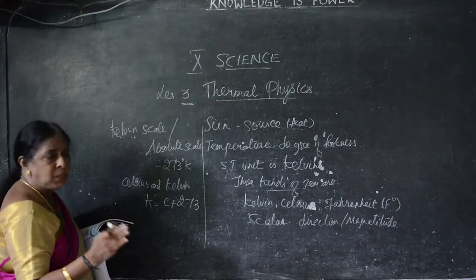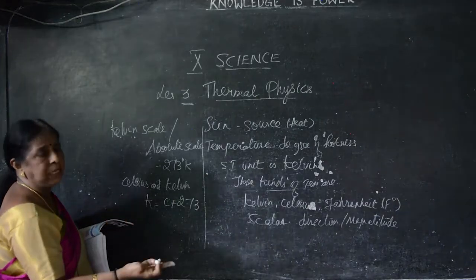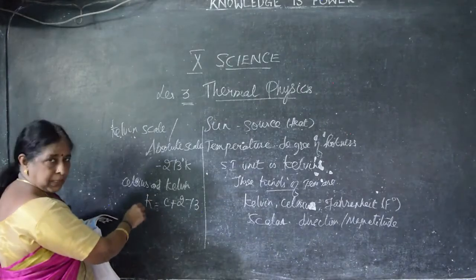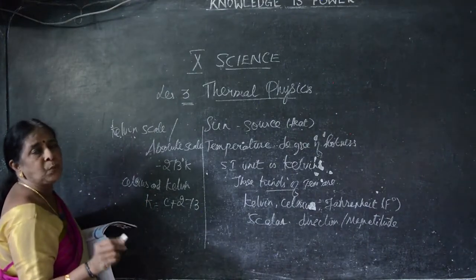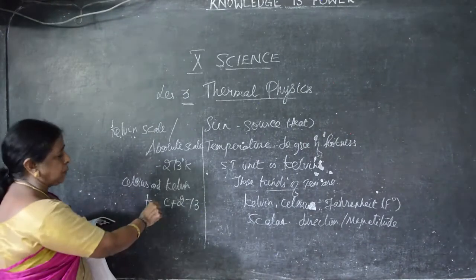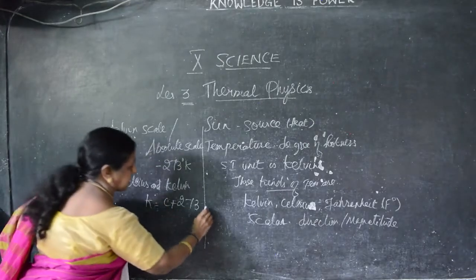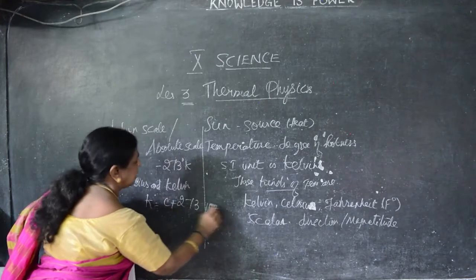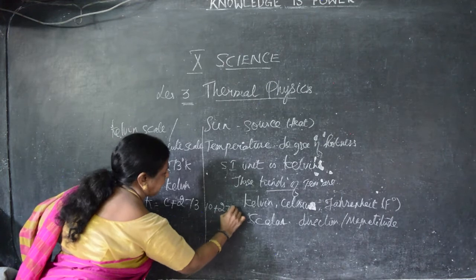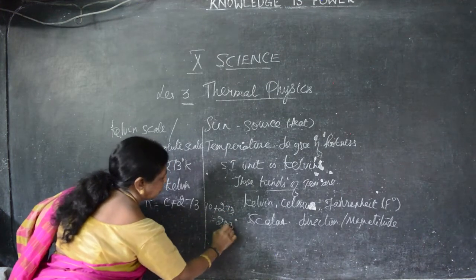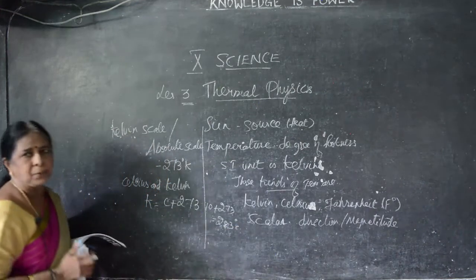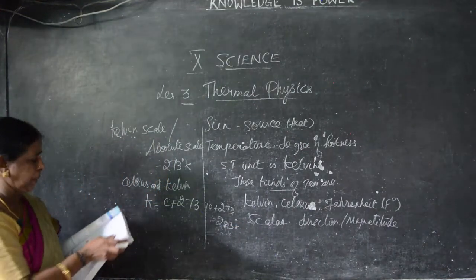We can convert one degree of hotness to the other. In case you want to convert to the Kelvin scale and the Celsius scale is given to you, what you have to do? Take the Celsius value. For example, Celsius is 10. Then add absolute zero, 273. Altogether 283 Kelvin. Like that you can do. Clear? The Kelvin scale you can find out like this.